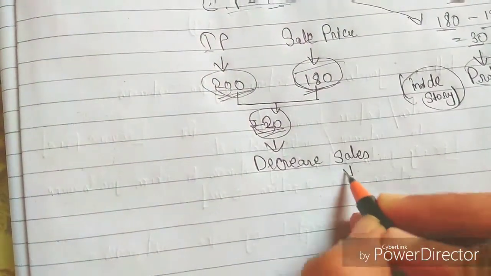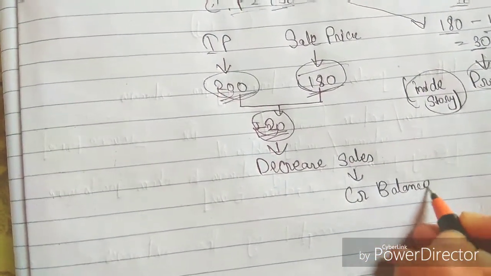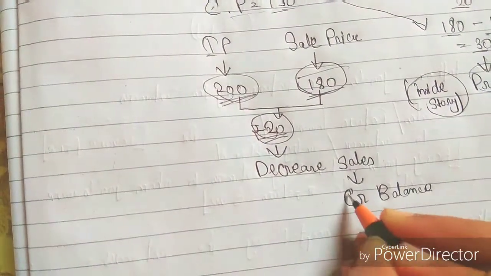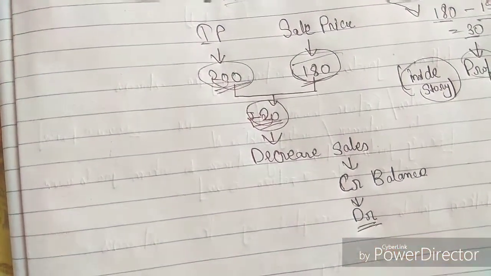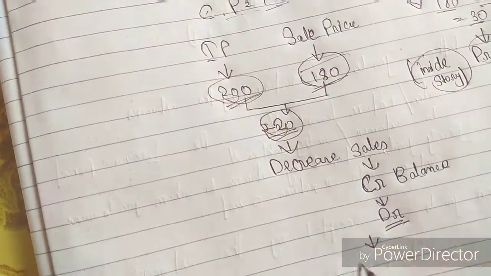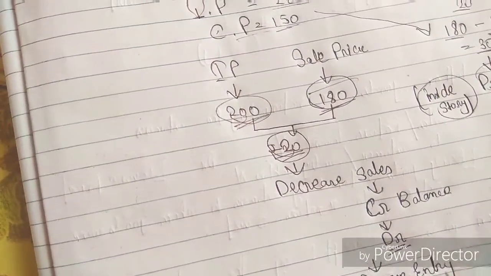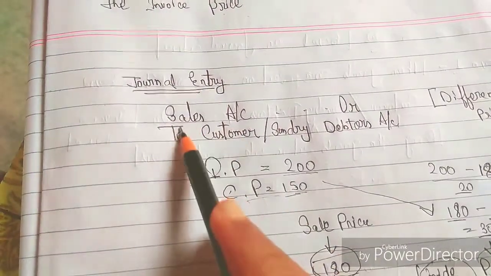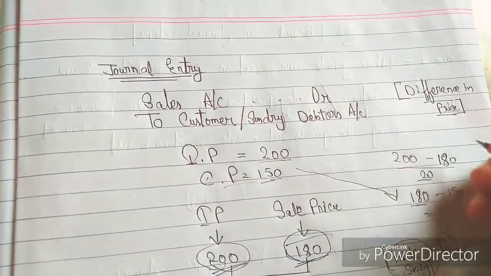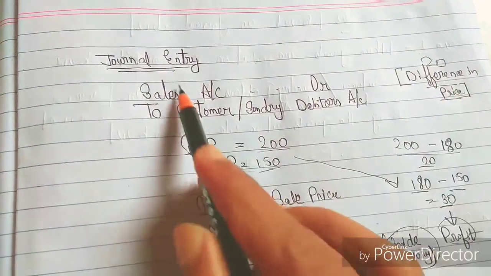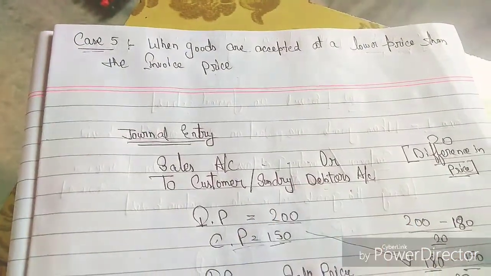Now the basic nature of sales account is credit balance. Sales account shows credit balance, na? So if we want to decrease sales account, we have to debit it, correct? So you have to pass a reverse entry. So the entry will be this: sales account debit, as you have to decrease sales. Amount will be the difference in price, that is IP and sale price, which is 20 rupees. So sales account debit to the customer or sundry debtors account. So this was case 5.